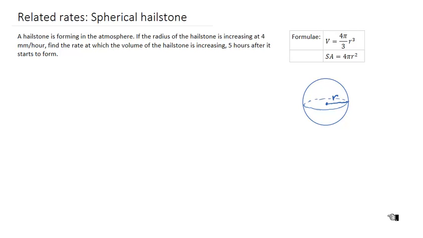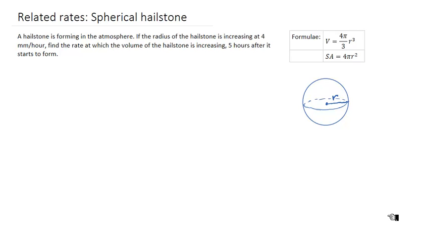In this problem, we look at a spherical hailstone that's forming in the atmosphere. It starts from a piece of dust, so basically nothing, and the radius of the hailstone increases at 4 millimeters per hour. We want to find the rate at which the volume of the hailstone is increasing after 5 hours.